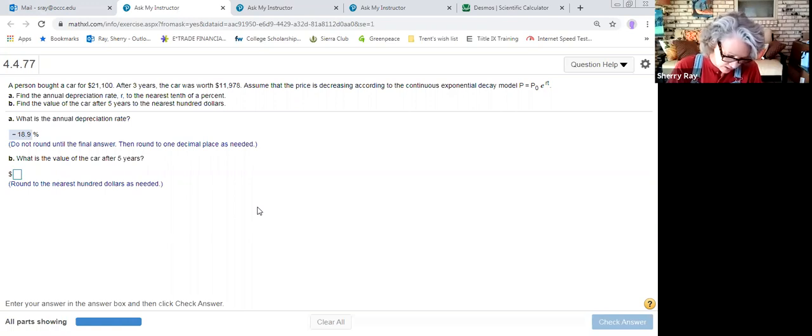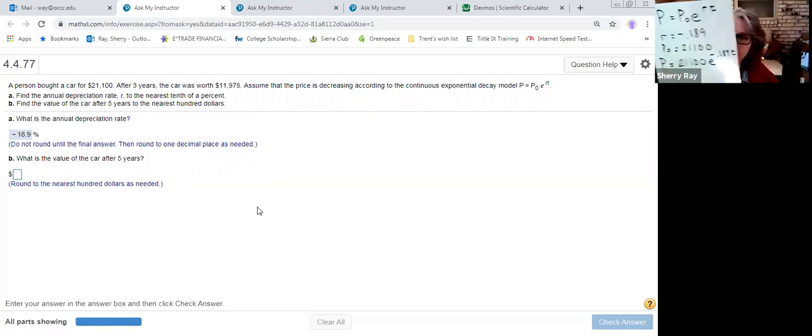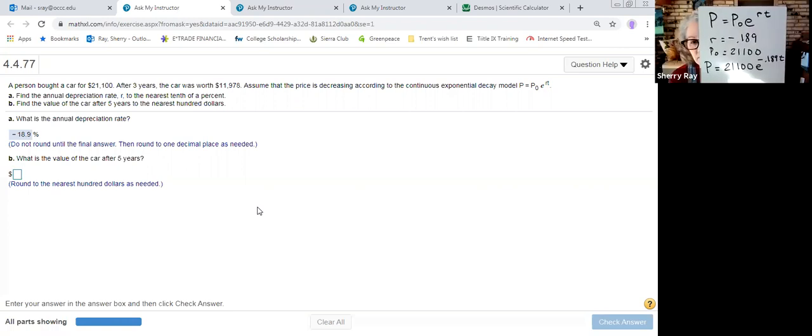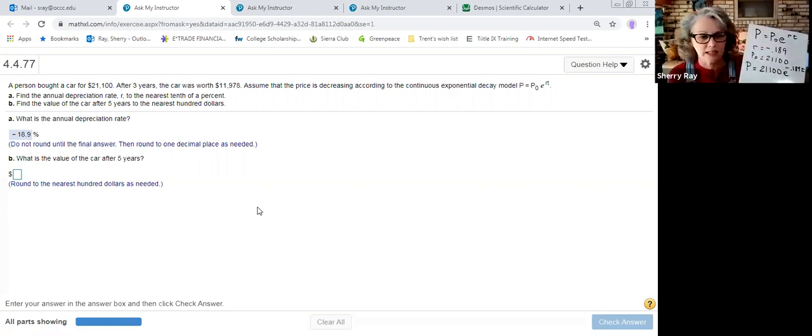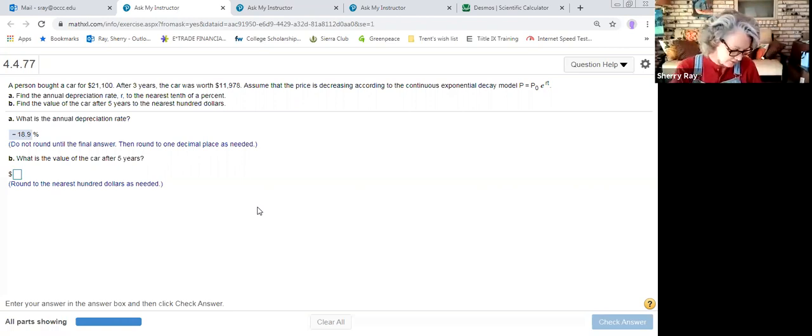21,100 e to the power negative 0.189 times t. And then I need to find my value after 5 years. So I'm going to plug in a 5 for t.